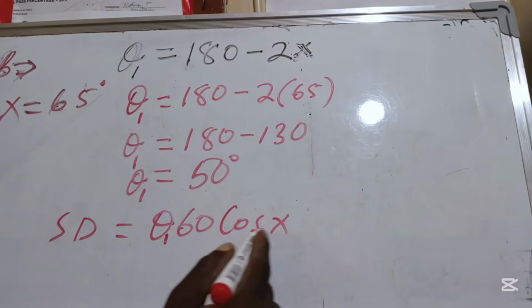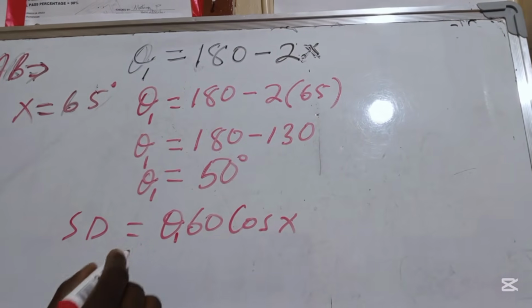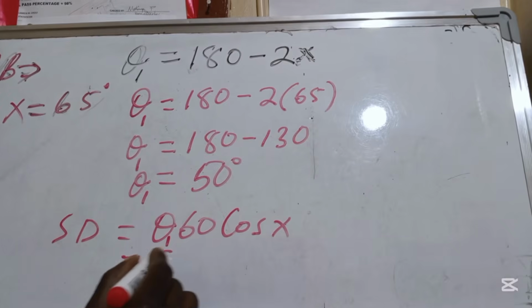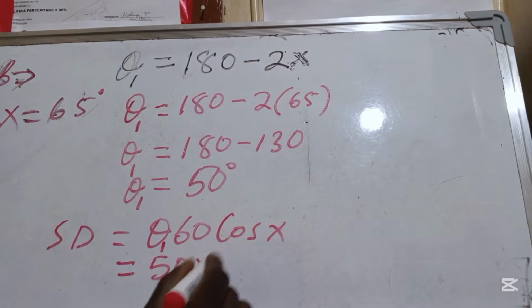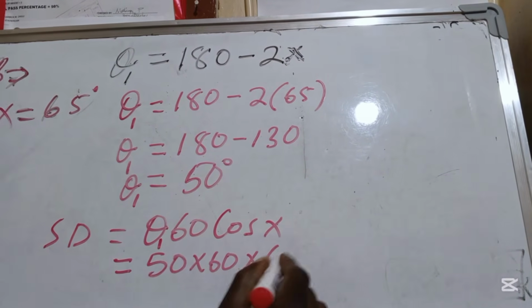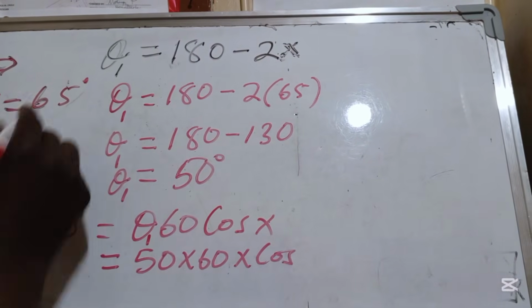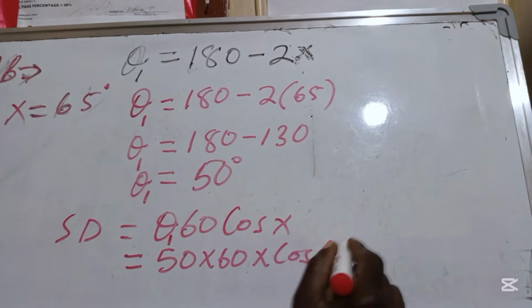Cos x is the latitude at which those points are. So in this case, my theta 1 is 50 times 60 times cos, where is x? X is 65. You put 65.